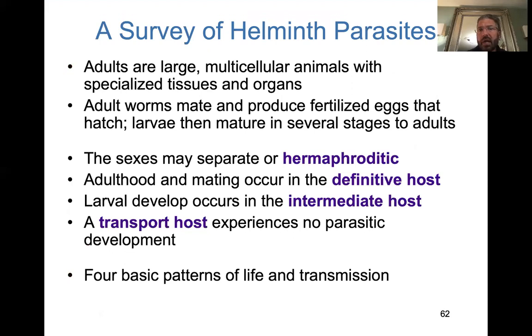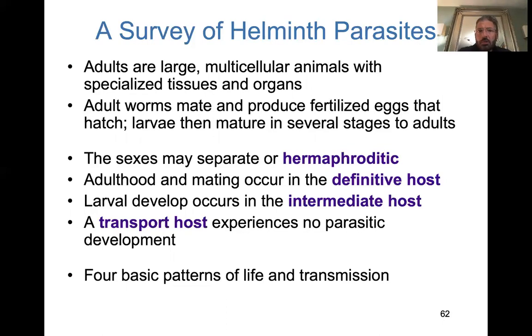So just a little survey of helminth parasites. These adults are large, multicellular animals with specialized tissues and organs. All right, so they have specialized organs. They may just be swimming or living in your GI tract, absorbing the nutrients that you consumed and being able to digest them on their own. So they're finding your GI tract a really great place to live and hang out because food is just shipped in all the time, right? In the GI tract, they're just swimming around.